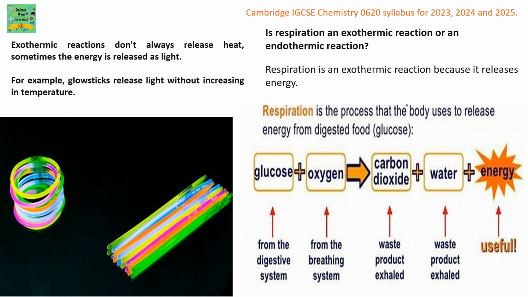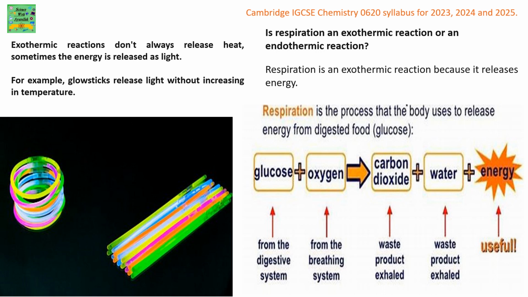Exothermic reactions don't always release heat. Sometimes the energy is being released as light. For example, glow sticks. Glow sticks release light without increasing in temperature. If the temperature increases, that means heat is being released. In this case, temperature does not increase. It means no heat is being released.